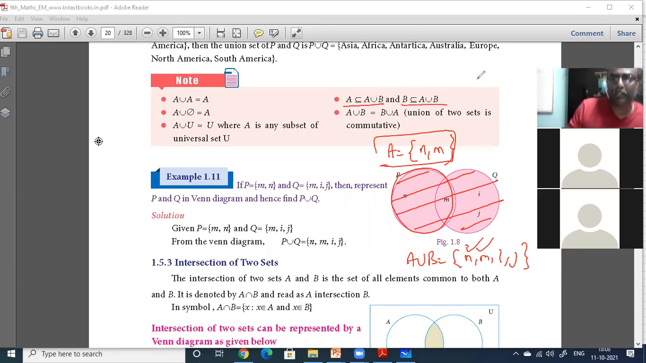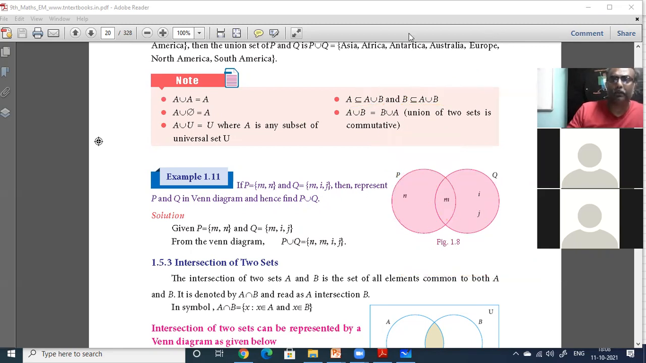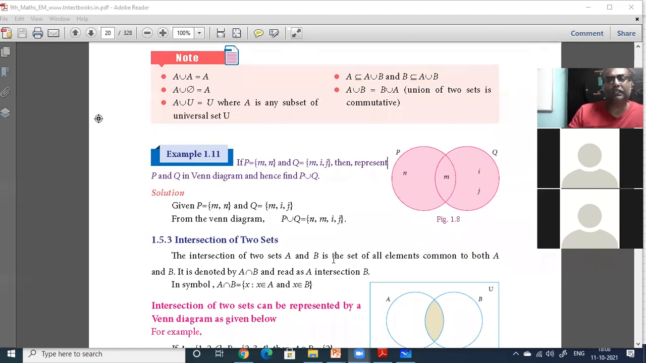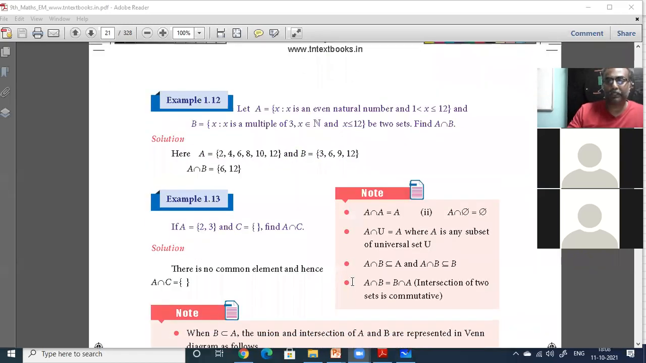B is what? M, I, J. A union B is what? N, M, I, J. Okay. So M, I, J, all three are found inside A union B. So B is a subset of A union B. A is a subset of A union B. These are all properties that you can keep in mind, and you don't need to mug them up. You just need to know how these things are functioning.